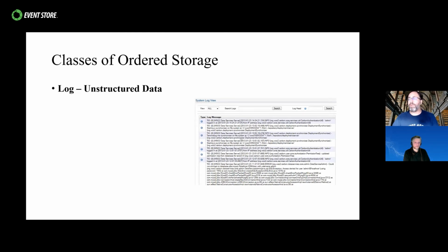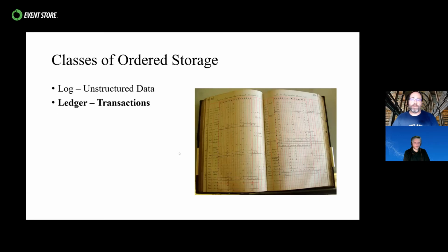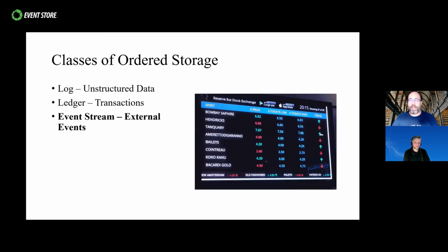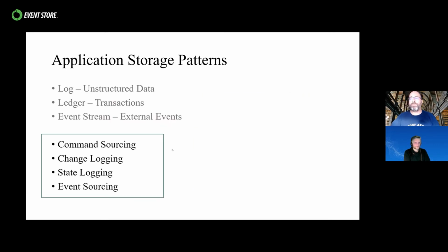The log, we use it all the time. Unstructured data, boom. The ledger, everything's a transaction, blockchain, right? Yep. Event streams. Generally, this is an example of an external event. It's a stream of facts that have occurred. So each of these are refining things more in terms of what we mean by ordered storage, right? So now, how do we use that in an app?